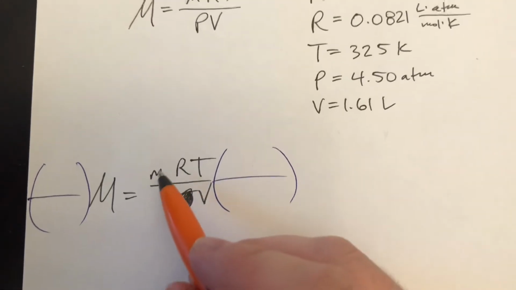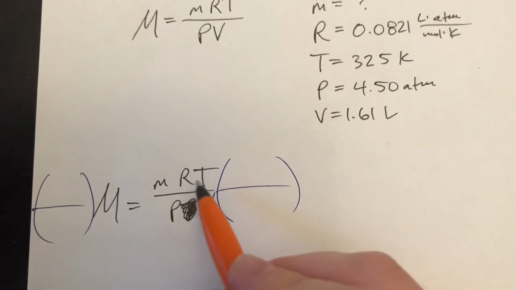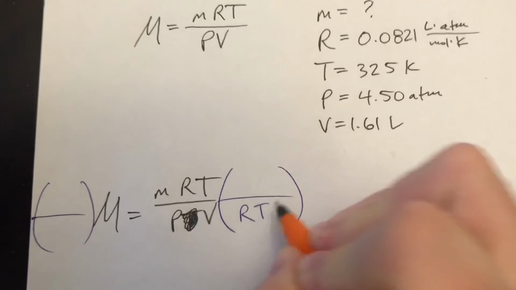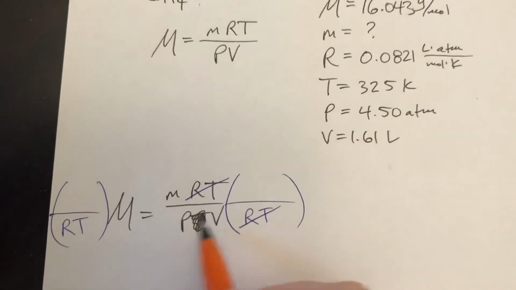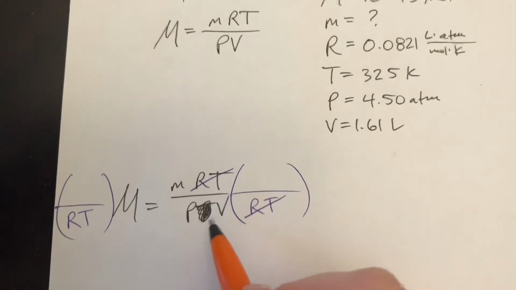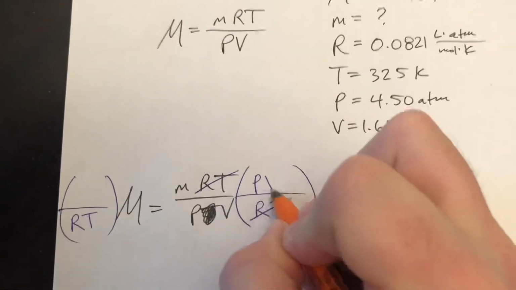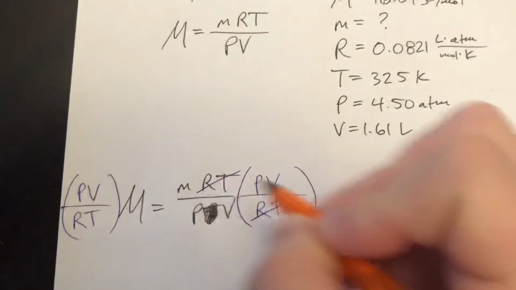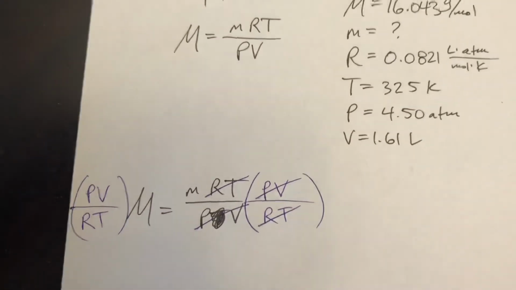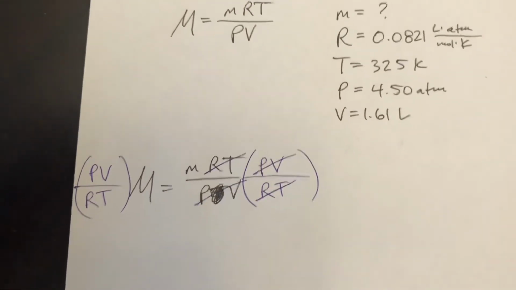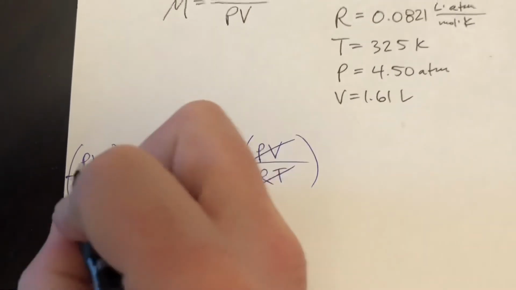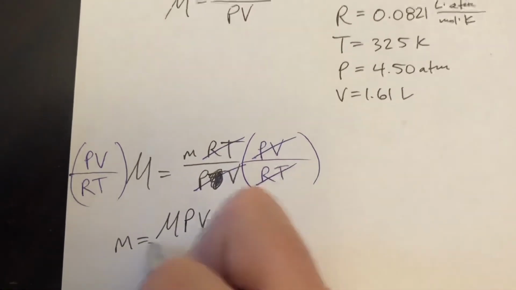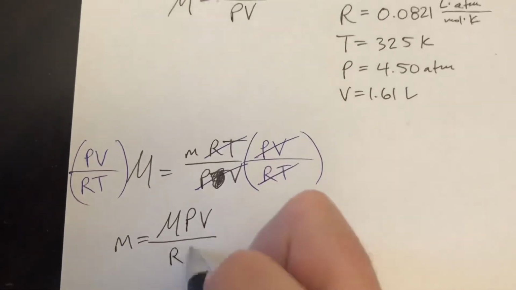Okay, so we just need m by itself, so this R and this T are both in the top. We need to get rid of them, so we're going to divide by both of those. Whatever we do to one side, we have to do to the other. We also have P and V in the bottom. Sorry about the handwriting issues. We need to multiply by P and V to get rid of that. So we'll have m by itself. The equation we have left has this capital M times P times V all on the top, and R and T on the bottom.